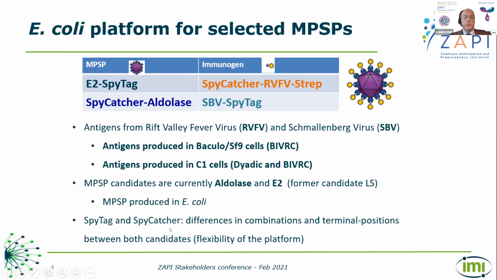And just to show the flexibility of the system, in fact, either SpyTag or SpyCatcher moiety can be fused at the N-terminus or C-terminus of the scaffold, depending on the scaffold, but typically both ends are free to access, and you have different possibilities to modify and to design in order to have a better coupling system.